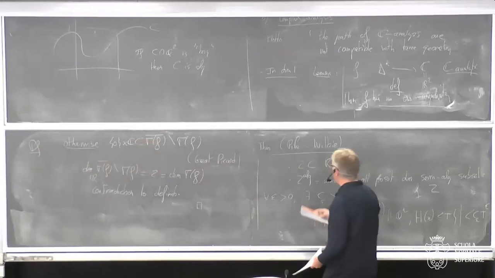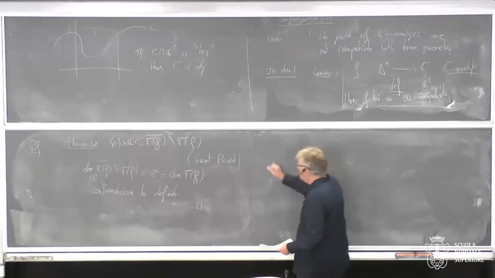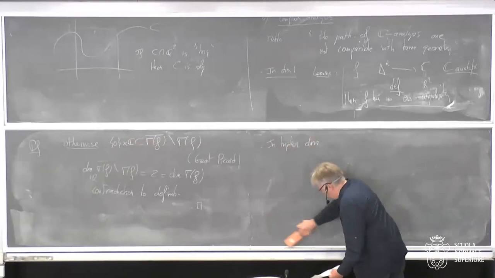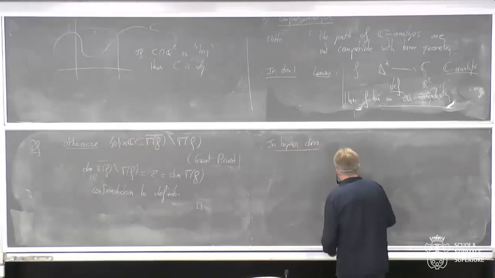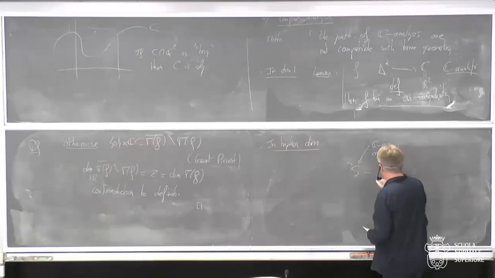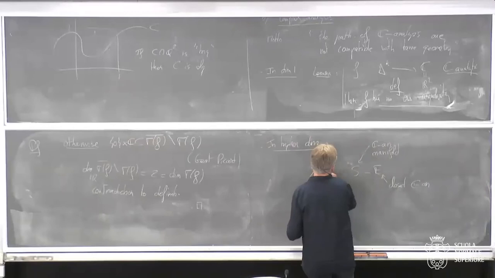So now let me explain what happens in higher dimension. In higher dimension, the following problem is classical. You start with S, let's say a complex analytic manifold. Here I'm assuming smooth. And then you remove some closed complex analytic subset. And now you suppose that inside this open set, you have a complex analytic irreducible subset.